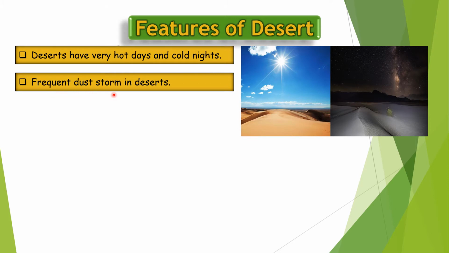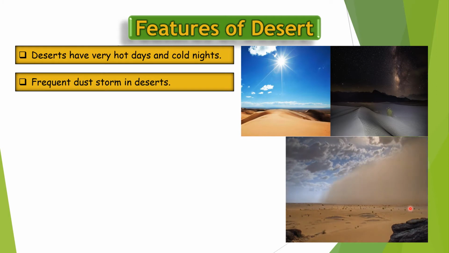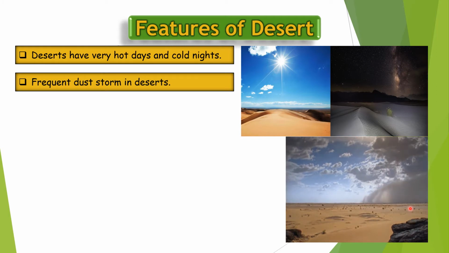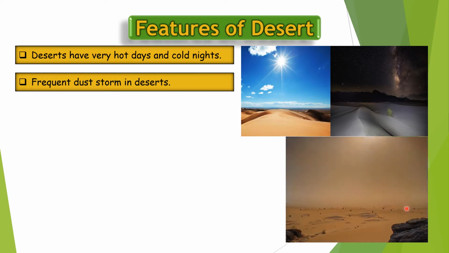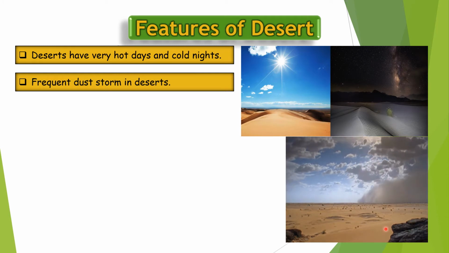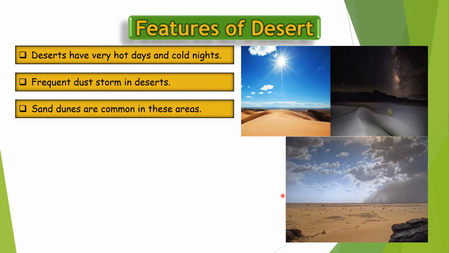Frequent dust storms in deserts. Storm is what? Blowing wind at a high speed. Okay, so in desert, frequent dust storms. They experience dust storms more frequently. What is a dust storm, children? When air moves at a high speed carrying a lot of dust or sand. What is that? Dust storm. You can see here on the screen. Is it clear? Now, next point.